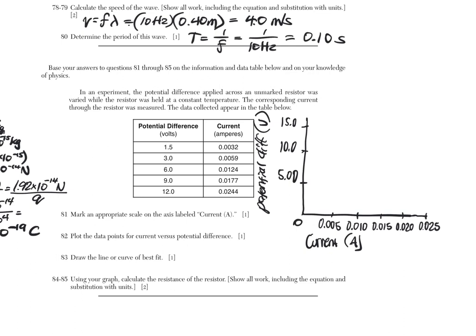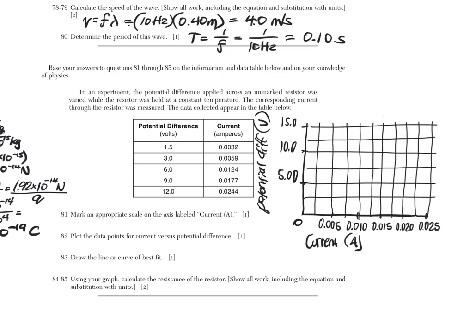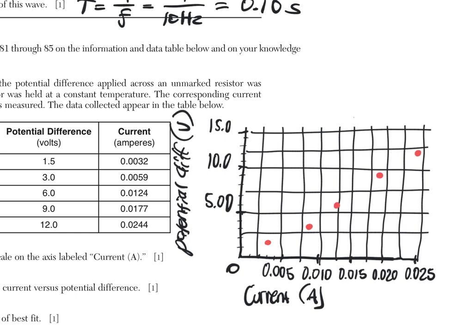I should probably grid out my drawing. So here's our scale, and it says plot the data points for current versus potential difference, and the potential difference goes up by 3s. Actually, it starts at 1.5 and then goes up by 3s. My drawing is kind of sketchy, but the plot should come out rather linear. Then they want the line of best fit, so we draw a straight line through the midst of the points. That should do pretty well.